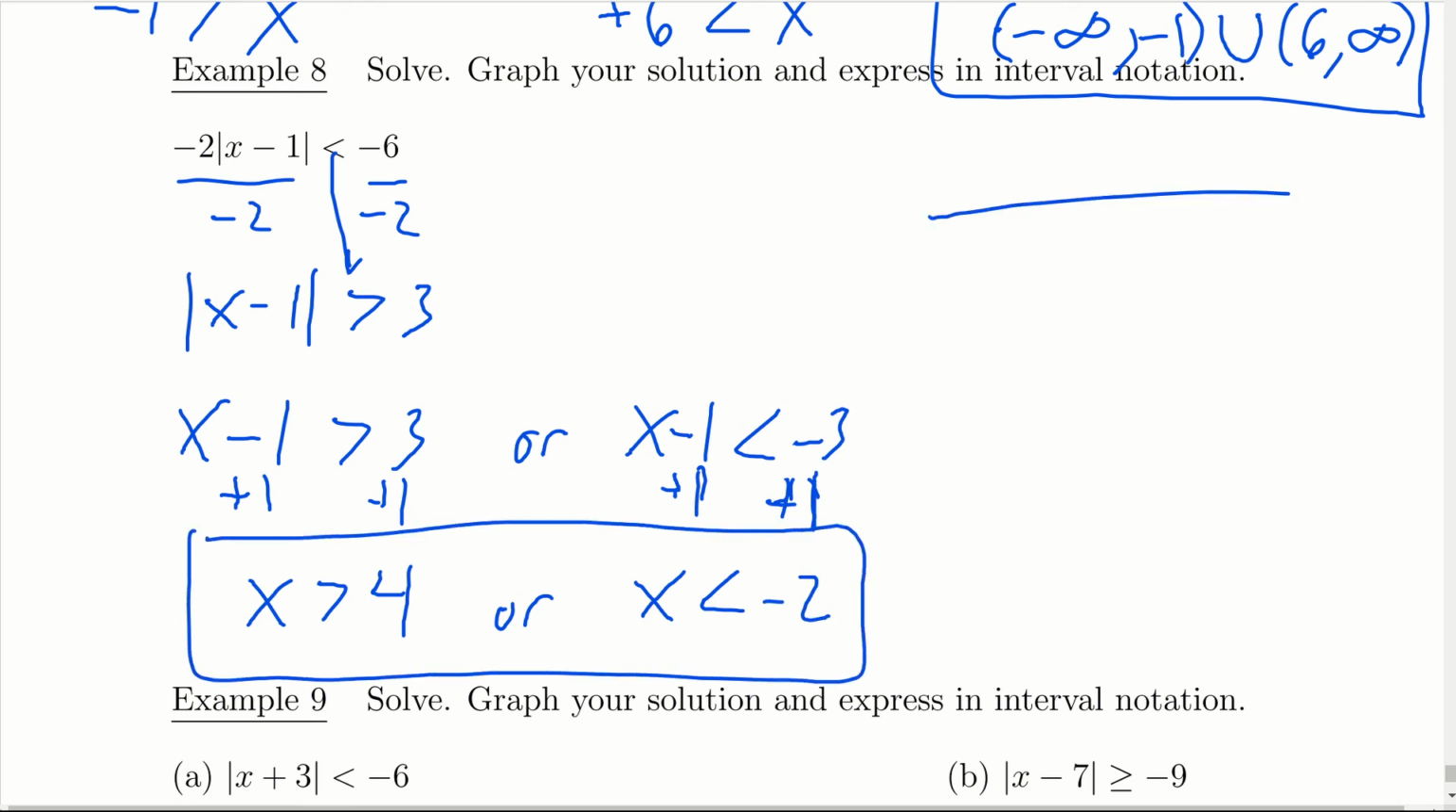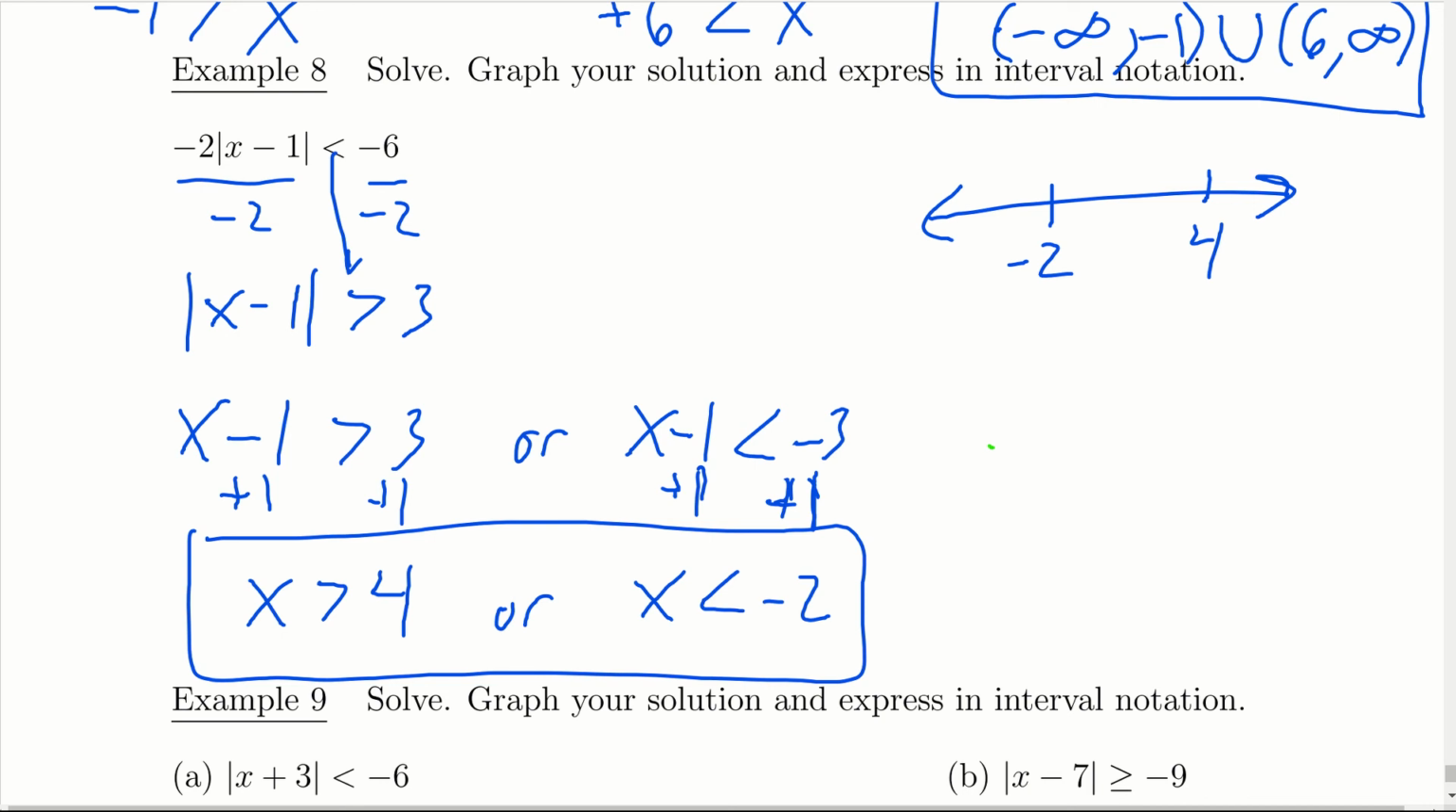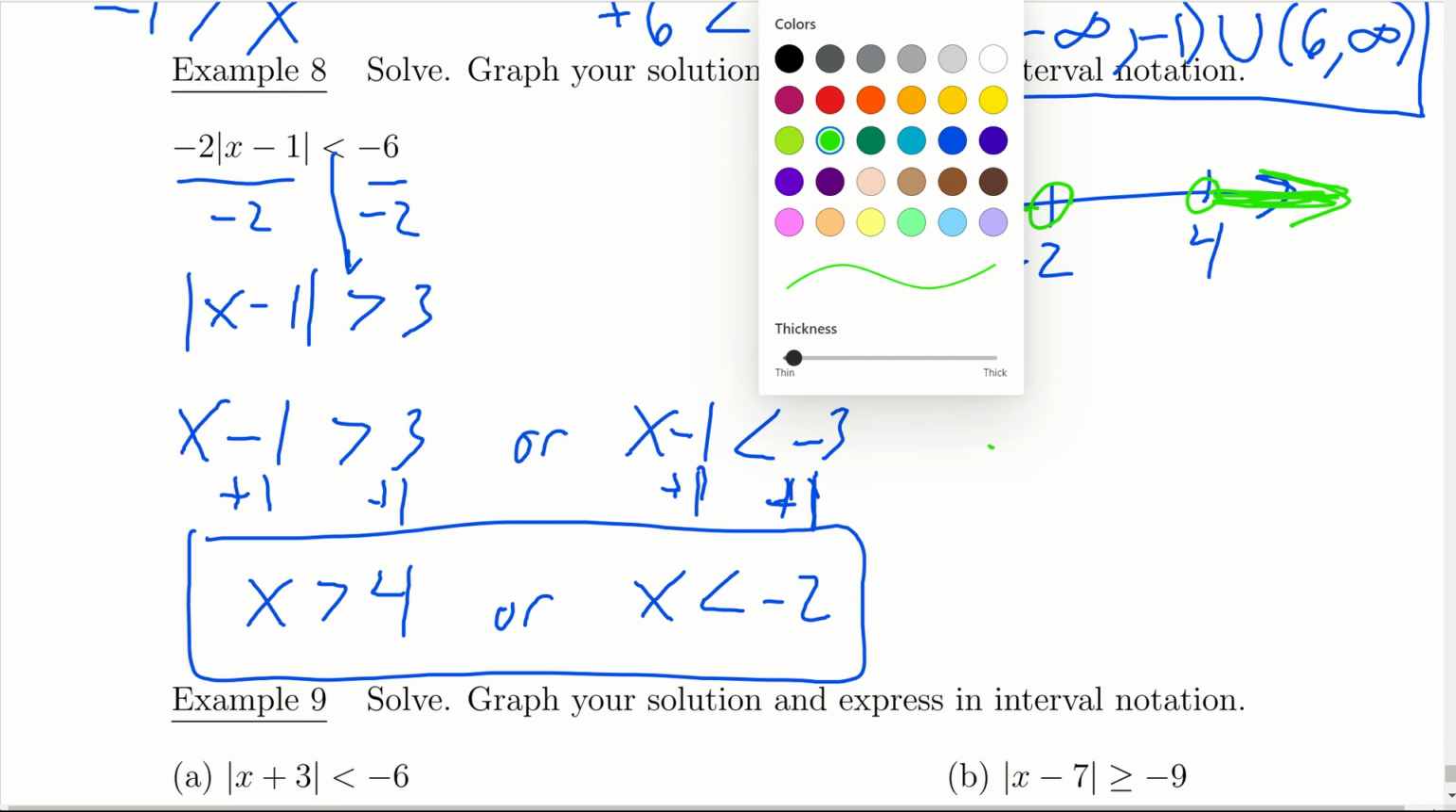We can graph this. Here's our number line, -2 and 4. The first inequality says that x is greater than 4, so greater than means go to the right, and that's not included. Less than -2 would be everything over here, like this. We now have our graphed interval.